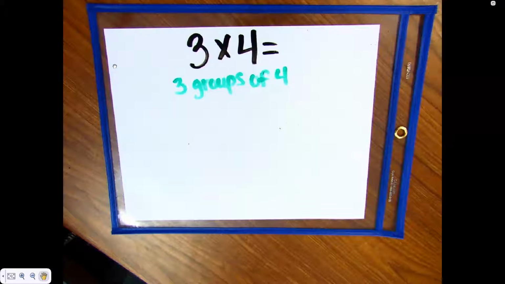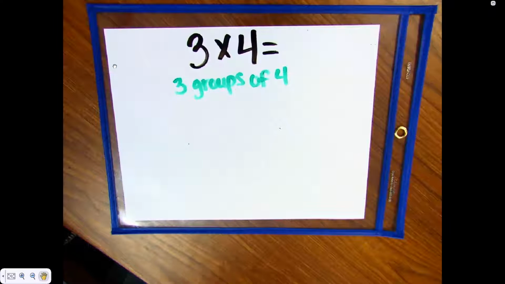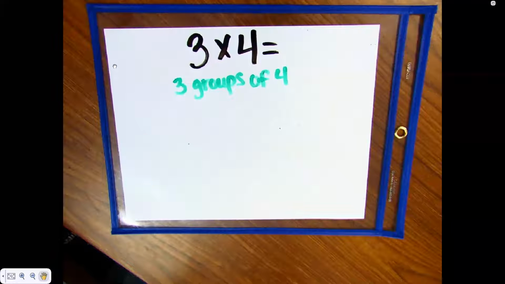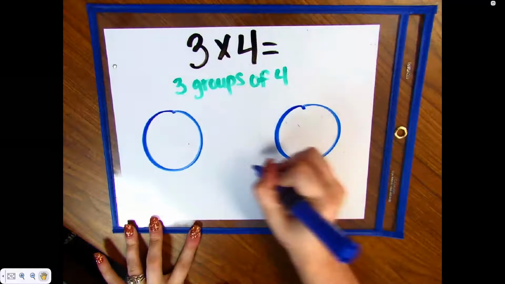So since I have 3 groups of 4, now I want to draw some equal groups to help me figure out my answer. If I have 3 groups, how many circles do I need to draw? If I'm doing equal groups, how many circles or squares do I need to draw? Michael, how many groups do I need to draw? 3. So I'm going to draw 1, 2, 3.